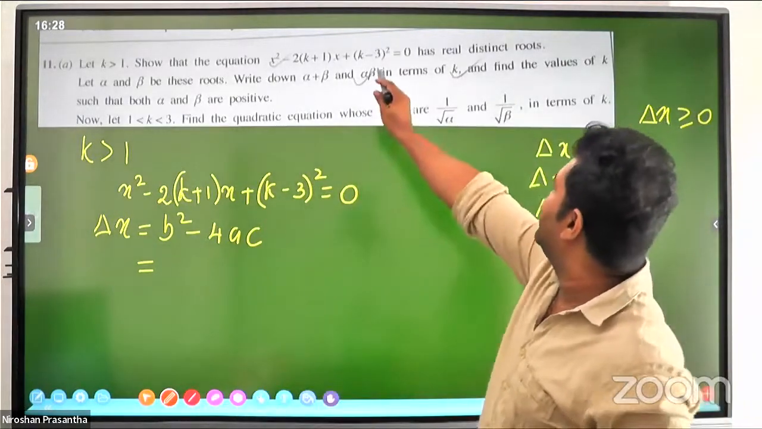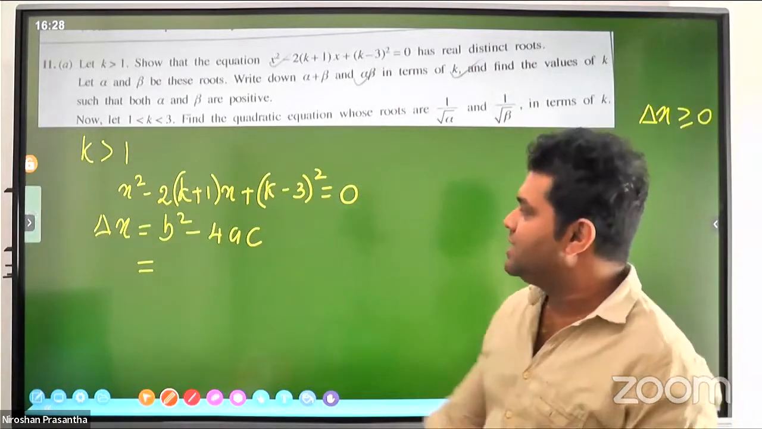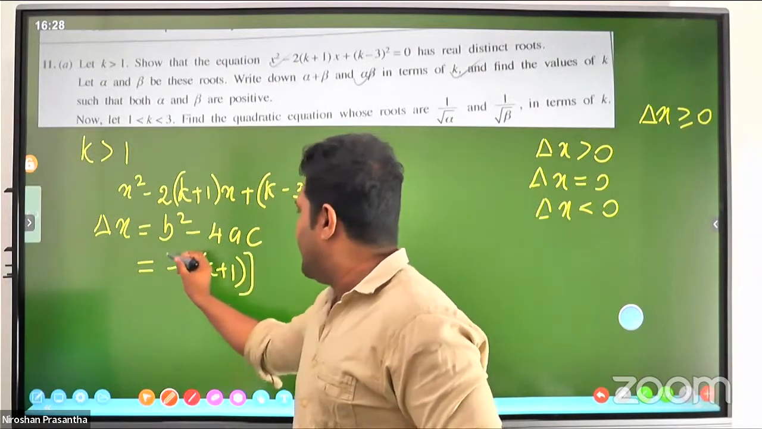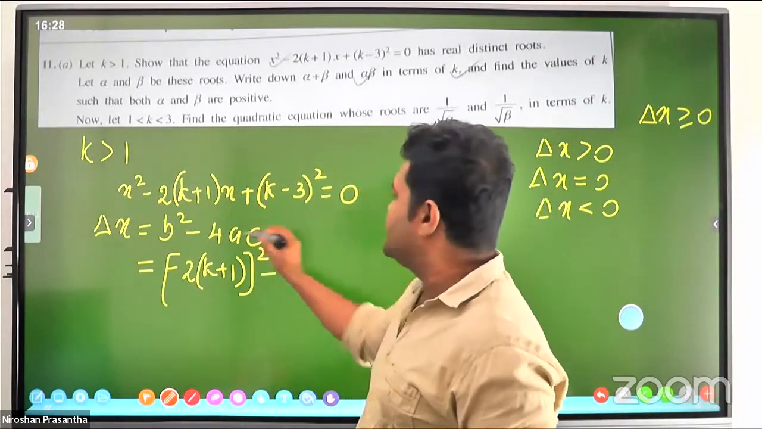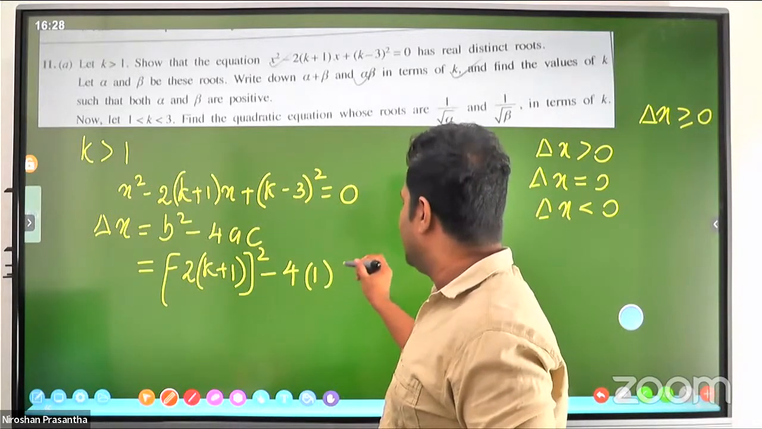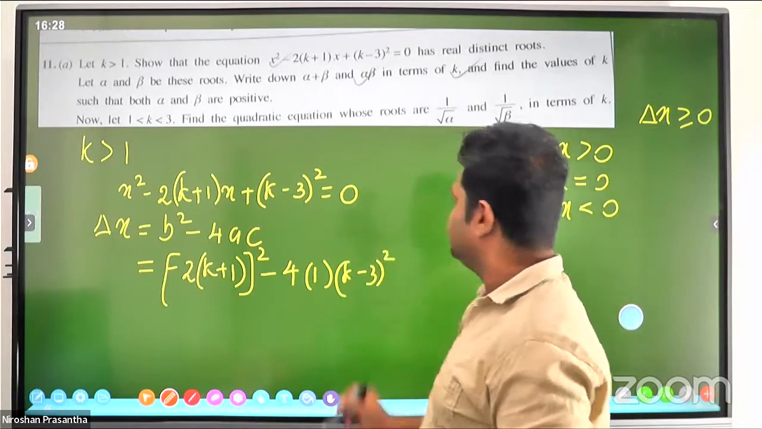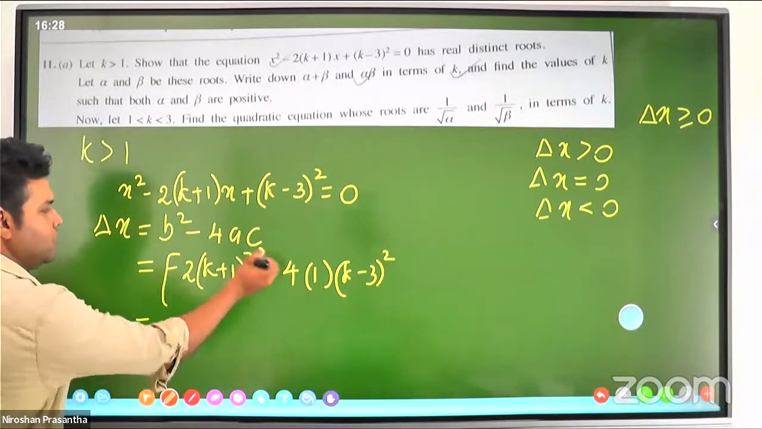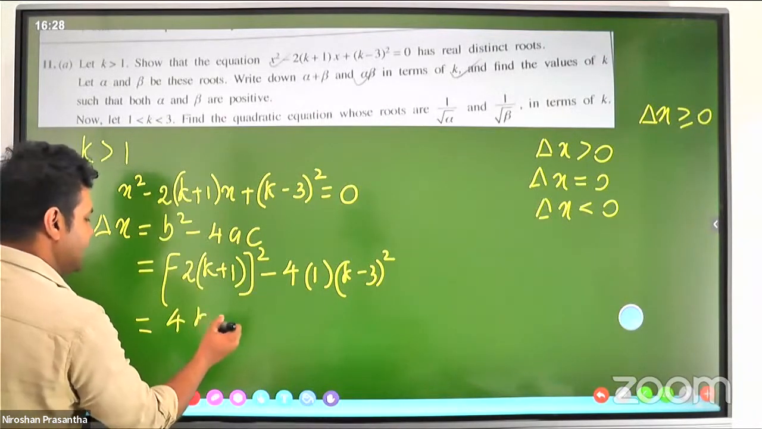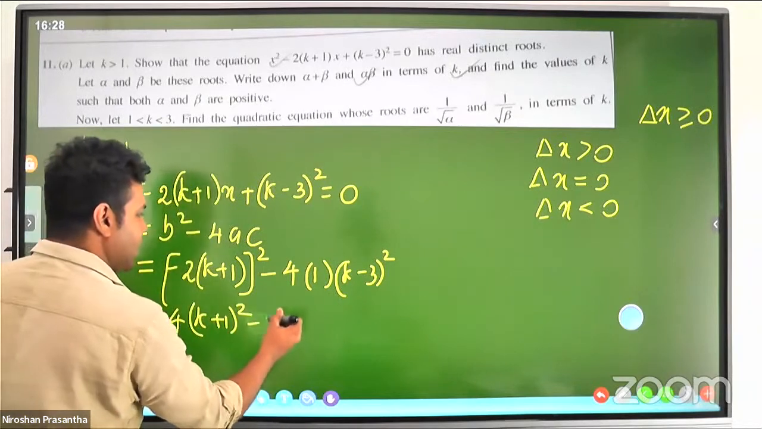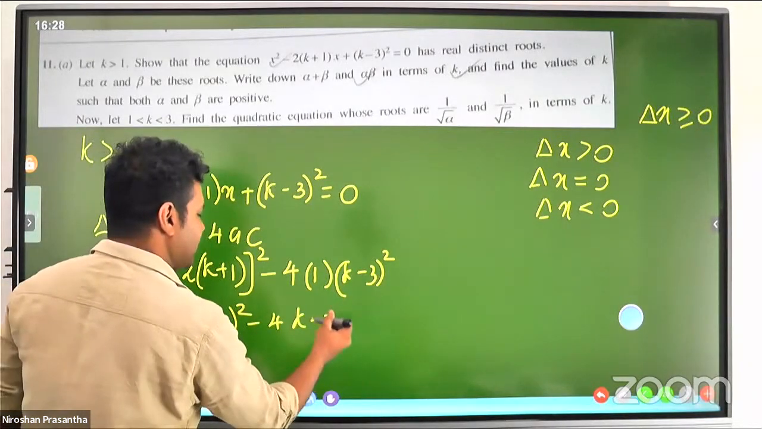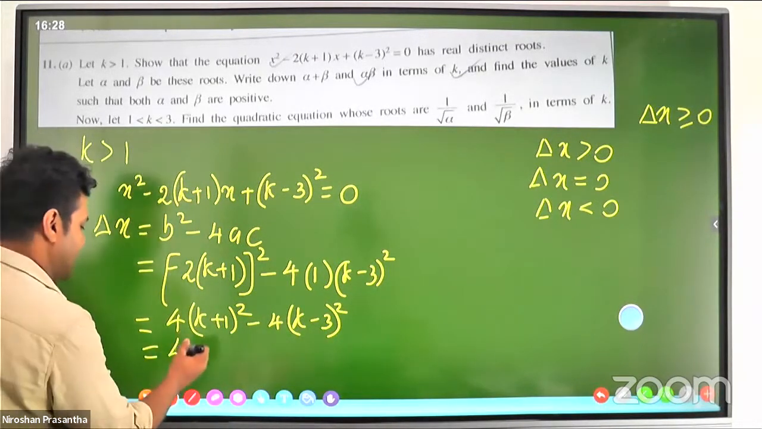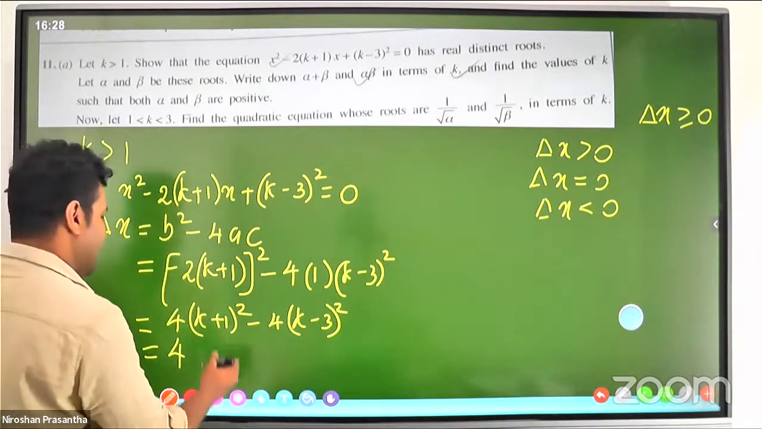Now we have to show real distinct roots. Let's check this. B is minus 2(k + 1), so b squared minus 4ac, with a being 1 and c being (k − 3)². We better simplify this. The square of minus 2(k + 1) gives 4(k + 1)², and minus 4(k − 3)². Then we better take 4 out as a factor. Therefore, what is remaining?